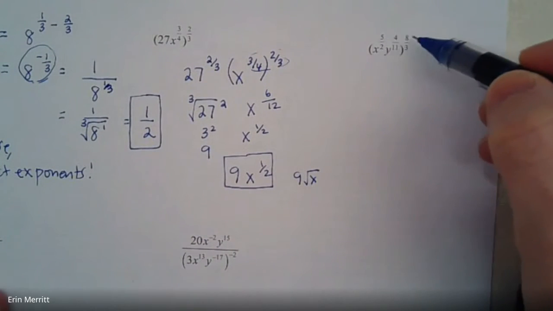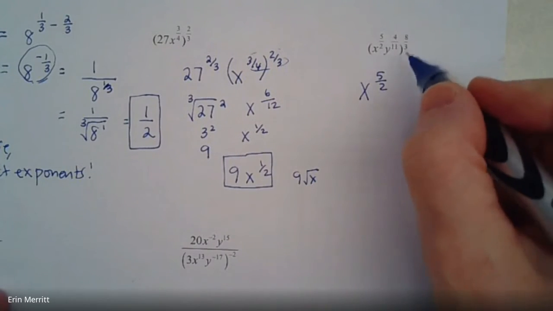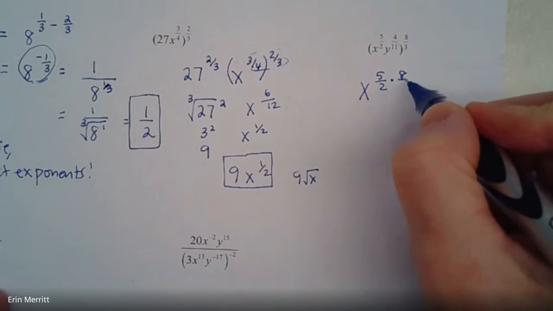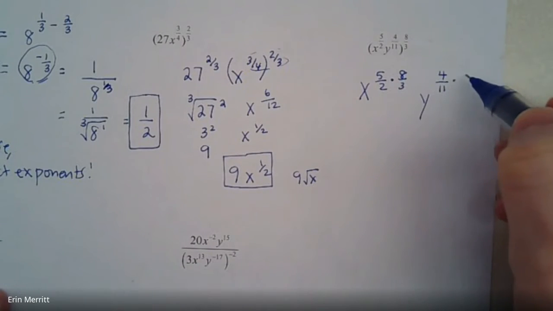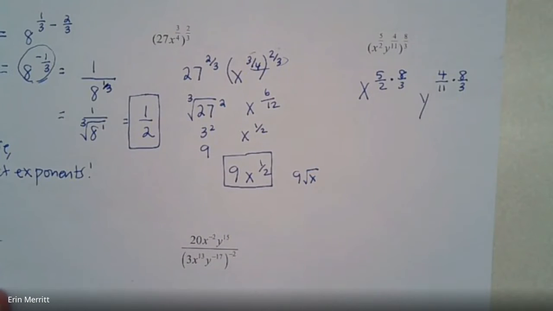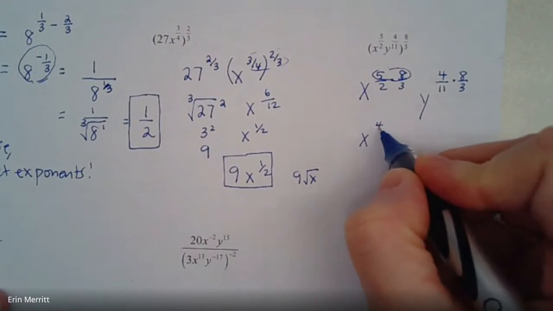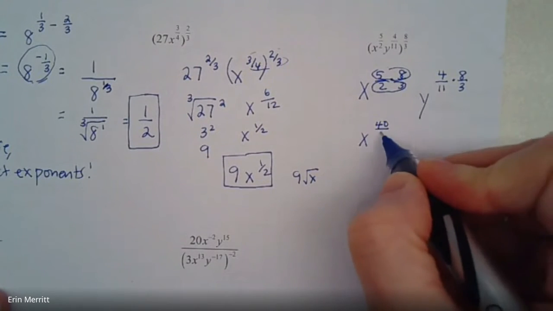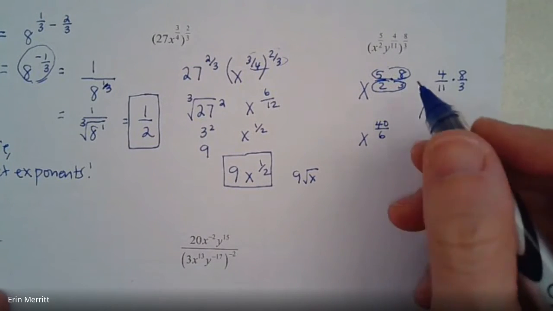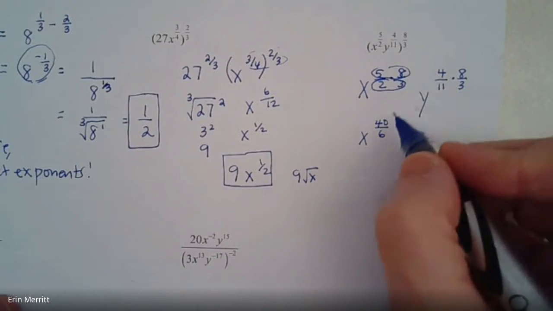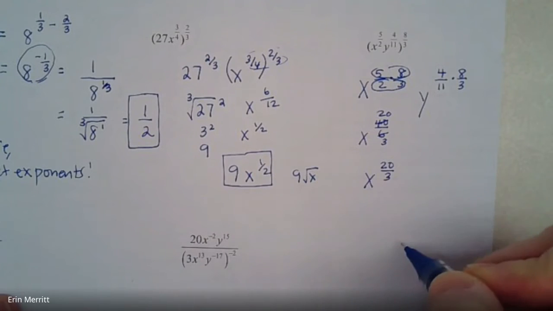Same thing. All of this raised to the 8/3 power. So I have x to the 5/2, and now if it's raised to the 8/3, that means times 8/3, and then y to the 4/11 raised to that power means times the 8/3 as well. All right, it's a little funky, but let's try it. So 5 times 8 would be 40. 2 times 3, we get 6. And then we can divide both by 2, I get 20 and then 3, so x to the 20/3.